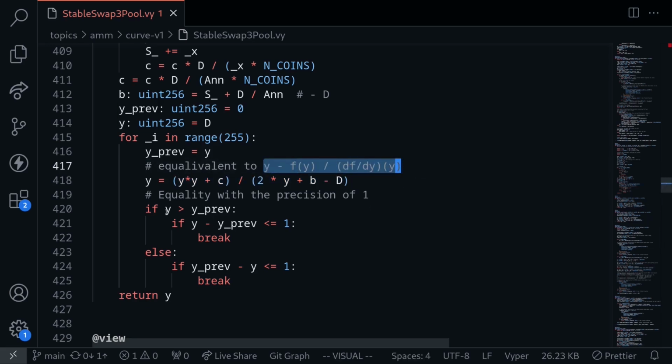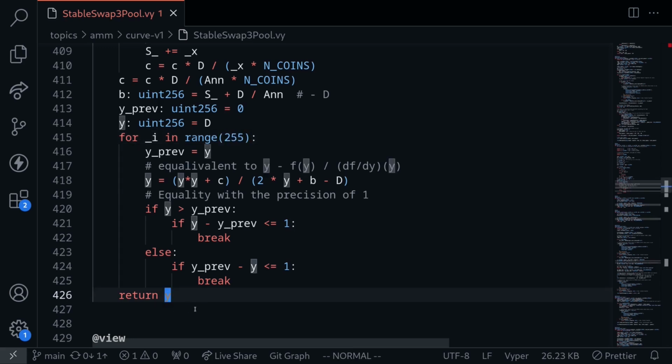Then next it compares this new y with the previous y. If the difference between them is less than or equal to 1, then it found the solution, so it will return. Otherwise, it will run the iteration for 255 times, and then simply return y.